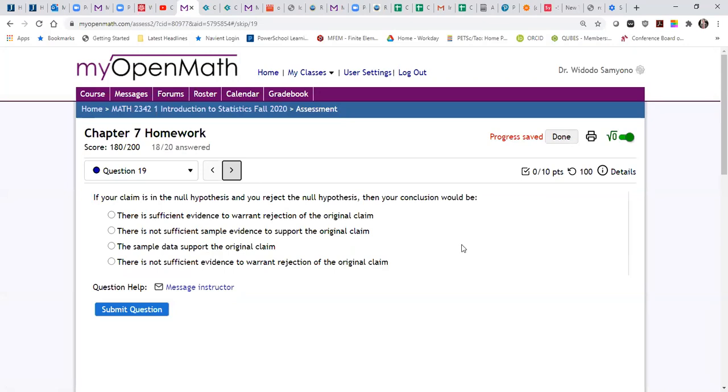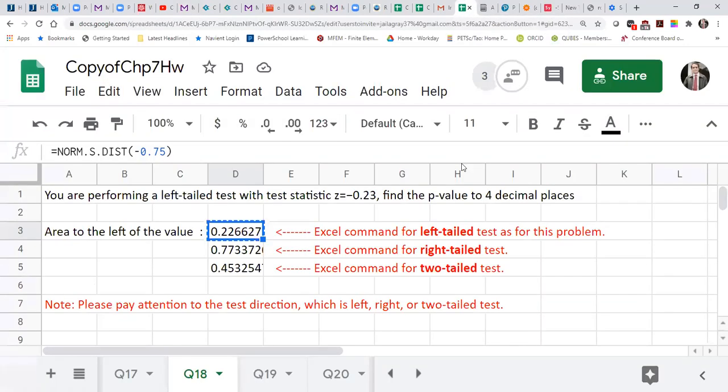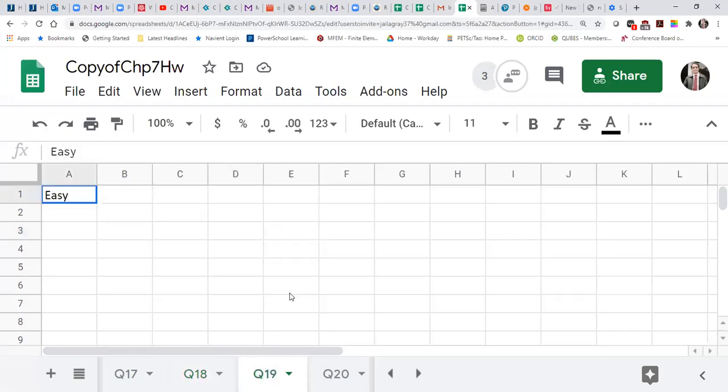So if your claim is the null hypothesis and you reject the null hypothesis, then your conclusion will be what? Remember, what is the answer? Anyone? What is the answer for this one? The answer is easy. Do you know what is the answer? Anyone?